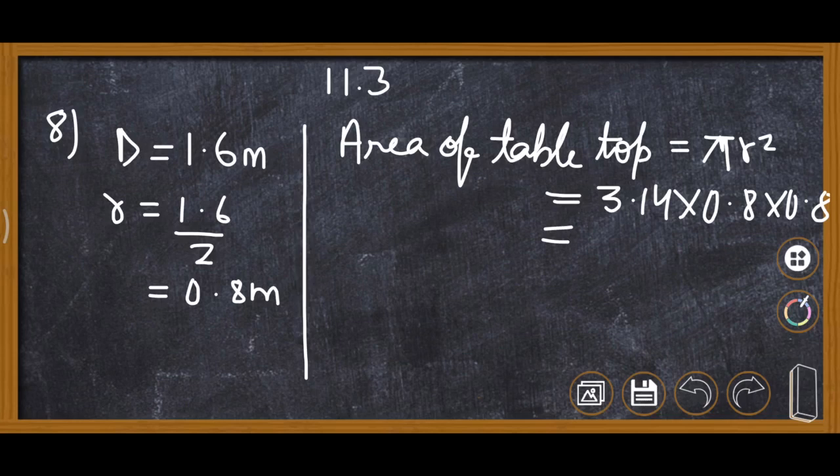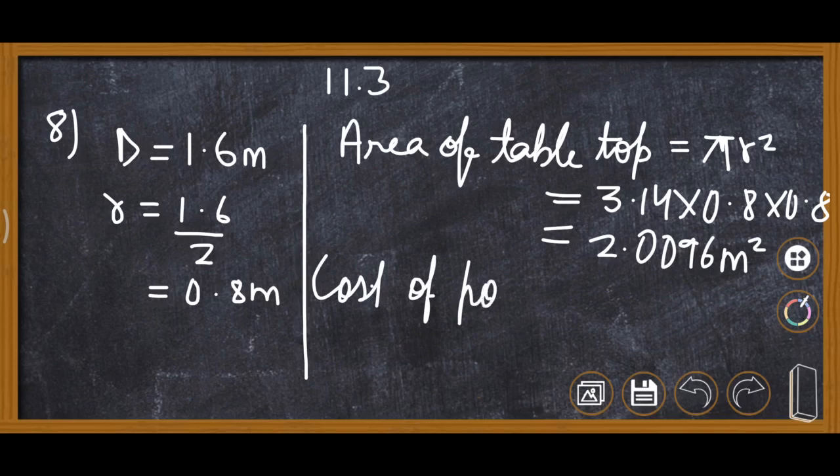And then we will find the area of the tabletop, because here we are required to find the cost of polishing it. So value of pi will be 3.14 and radius will be 0.8, two times. Now we will multiply 3.14 and 0.8 multiply 0.8, then the answer is 2.0096 meter square. Now the cost of polishing we will find.